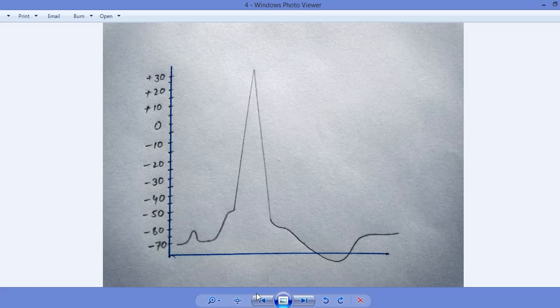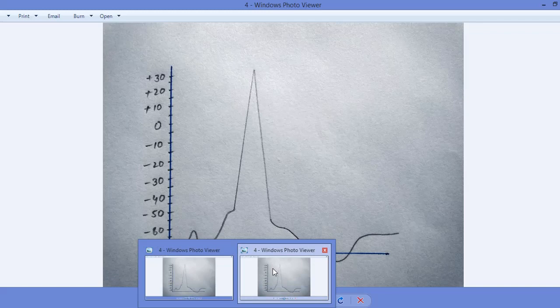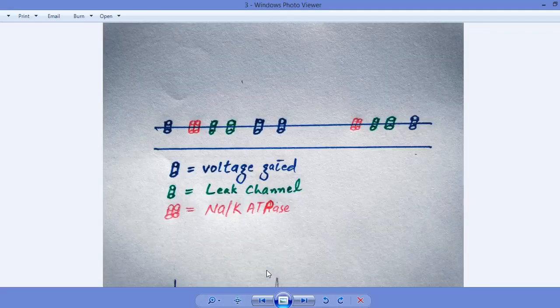What will happen again over here? The potassium leak channels are still open. So the leak channels will do what? The leak channel will transfer the potassium from the internal environment to the external environment, and the leak channel of sodium will transfer the sodium from the external environment to the internal environment. But this is a very minute amount of sodium which comes by the leak channel of sodium, and the leak channel of potassium will leak out a lot of potassium from the internal environment to the external environment.